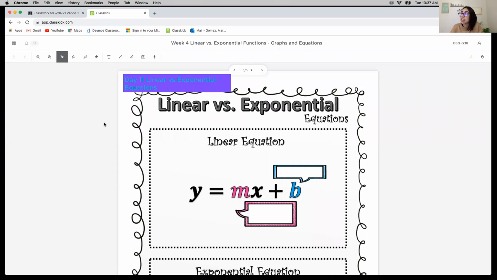Writing equations, not just of linear graphs or linear functions, but also of exponential functions or graphs. So we're finally at the point where you guys get the equation of an exponential function, and all you have to do is take your 2 steps that we've been working through and plug them in.